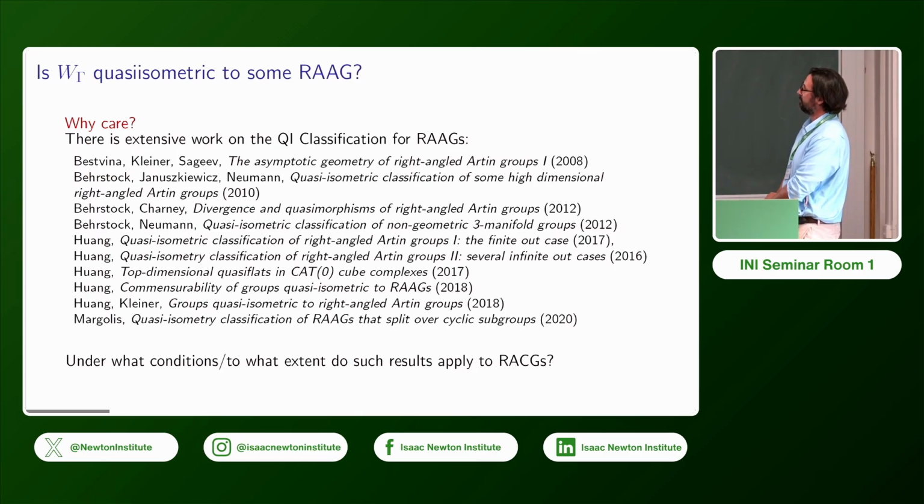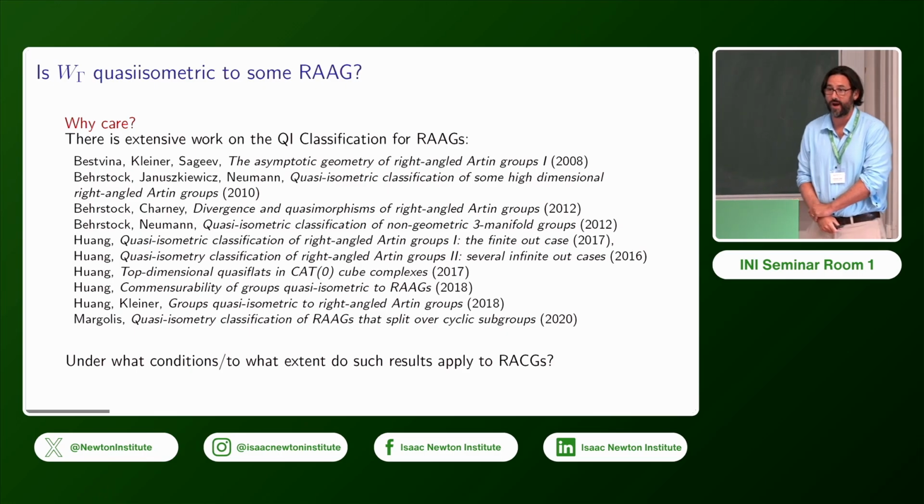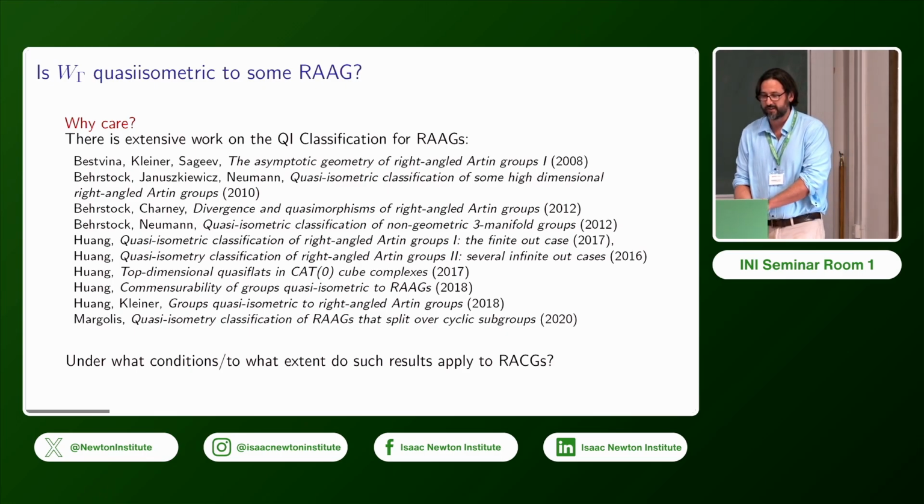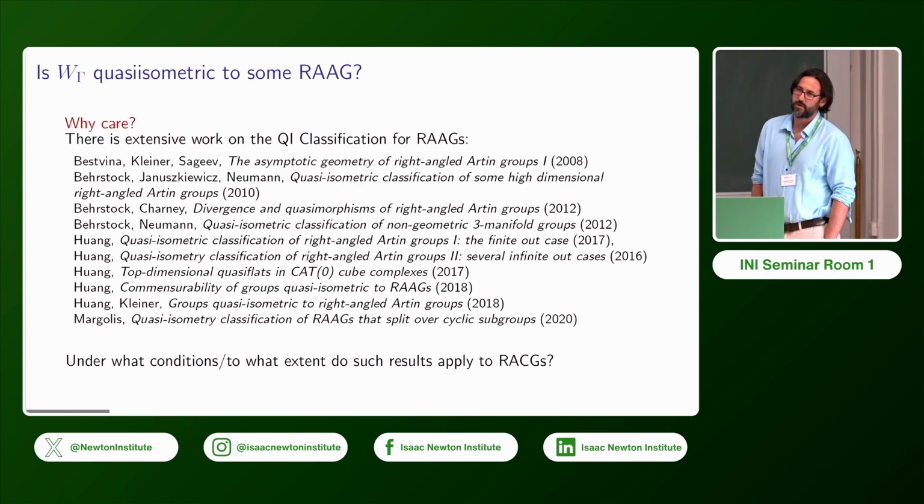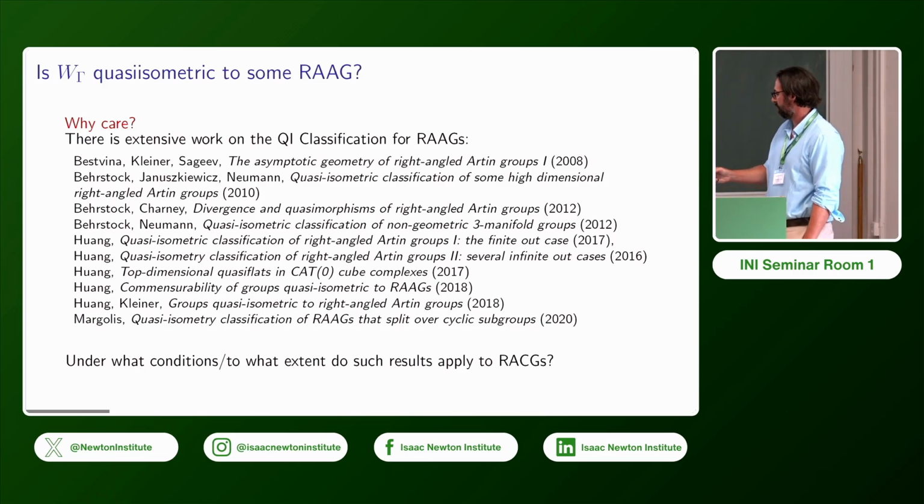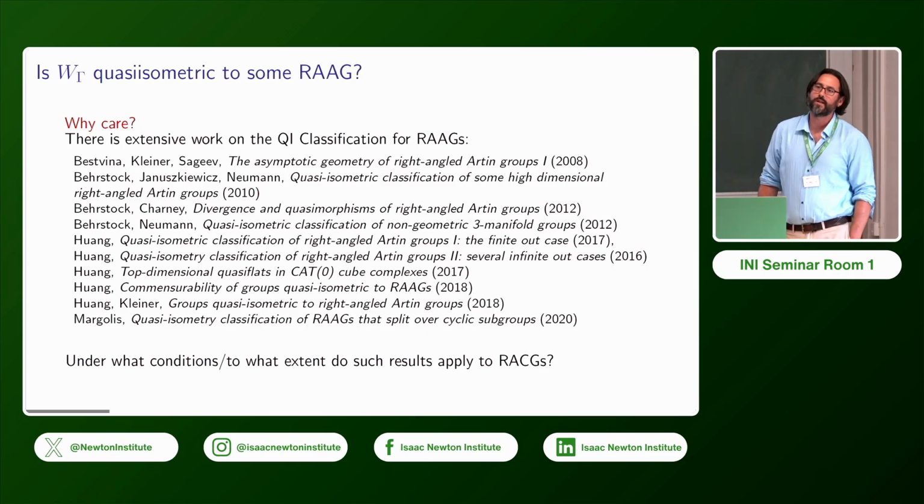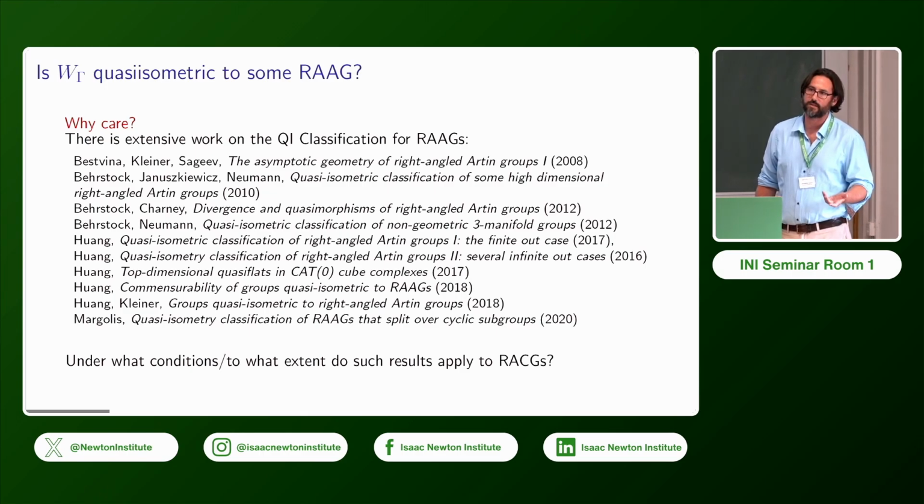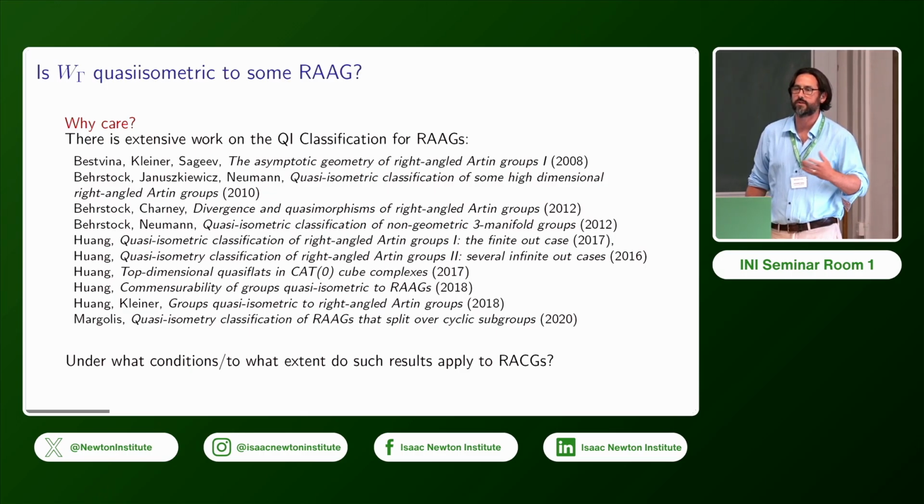Furthermore, there's a huge body of recent work on the QI classification for RAAGs. And so if you wanted to know something about the QI classification for right-angled Coxeter groups, maybe the first question you ought to ask is, am I already QI to some RAAG? And then declare this to be somebody else's problem, right? Declare this to be on the RAAG side. Or more practically, there's all this machinery for RAAGs. When does it apply to a right-angled Coxeter group? Am I close enough to a RAAG that I can still use the same kind of techniques, or is there some kind of geometry that's totally different that's going to mean none of this works?